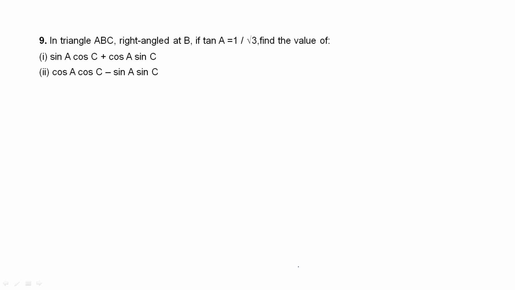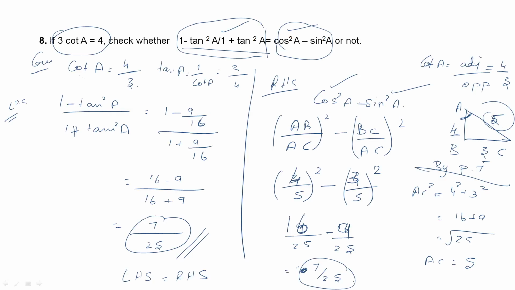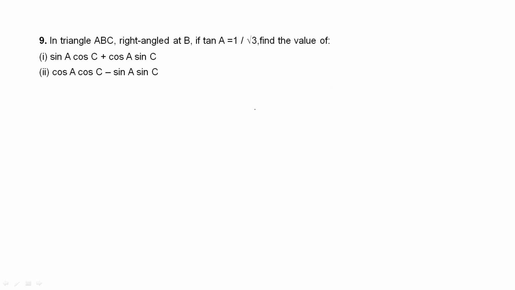And the next question is the 9th question. In a right angle triangle ABC, is this answer correct? The first one is 7 by 25. Yes, that's correct. So 9th question, ABC, right angled at B. Let us take any one side as A and the other as C. It's given tan A is 1 by root 3.